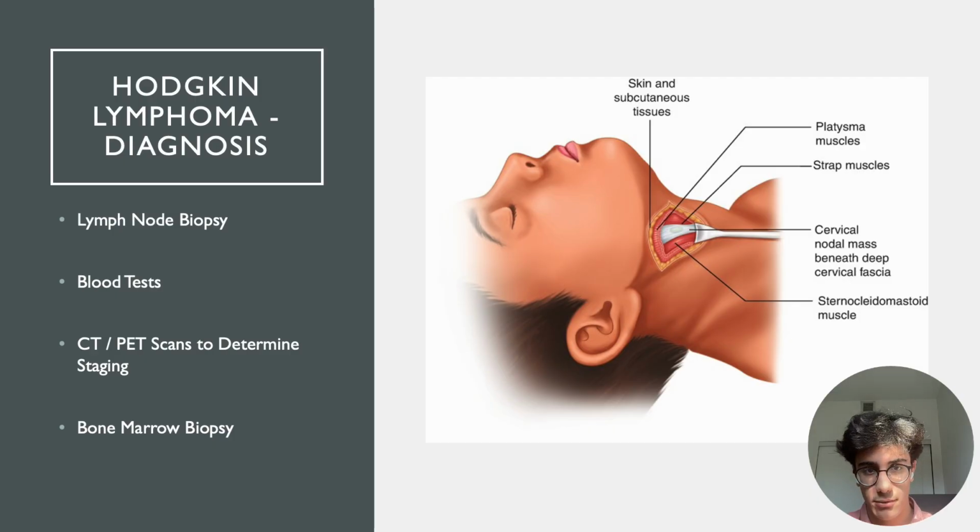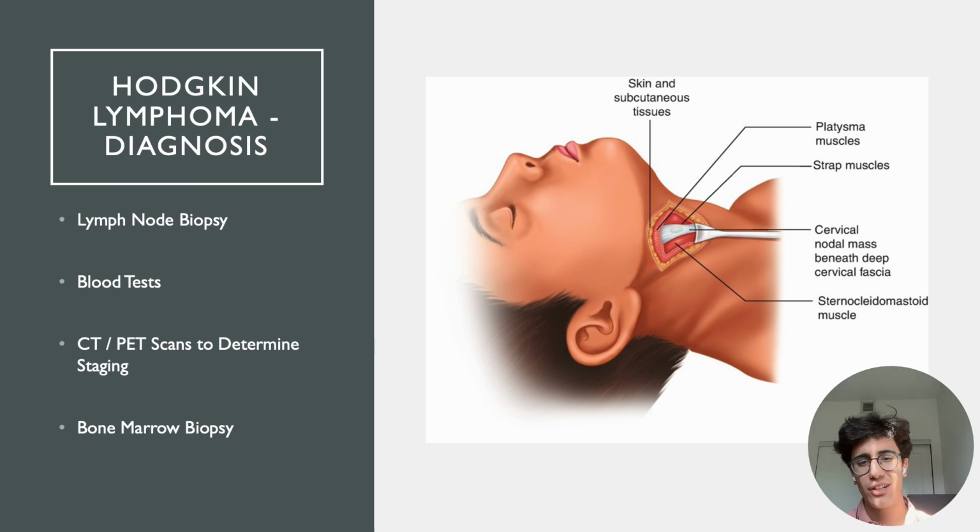How do we diagnose Hodgkin lymphoma? Well, routinely, a lymph node biopsy is done, and an excisional lymph node biopsy is preferred over a needle sample because the architecture matters for diagnosis. In the diagram here, the lymph node biopsy done is on the cervical nodal mass.